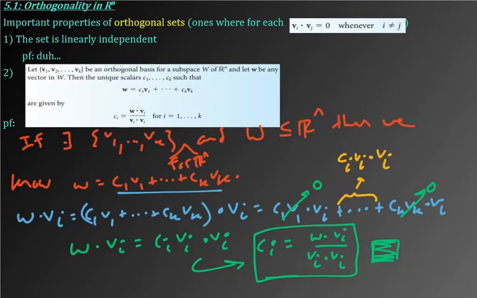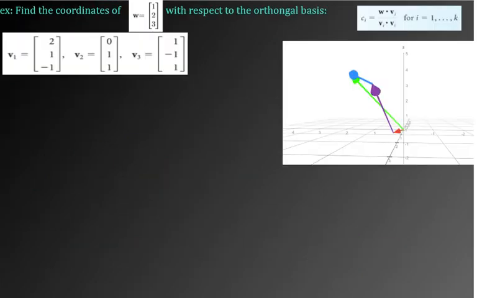It's the first example of why orthogonal sets are nice. This is very much a product of just orthogonal sets. All right, so I want to do that for a concrete example now.